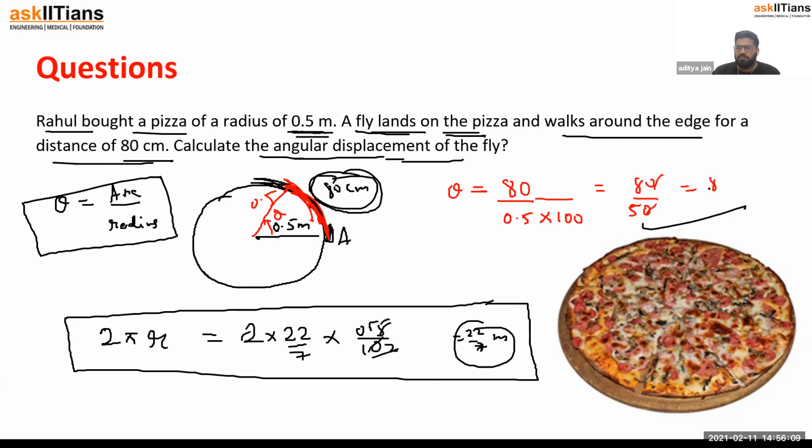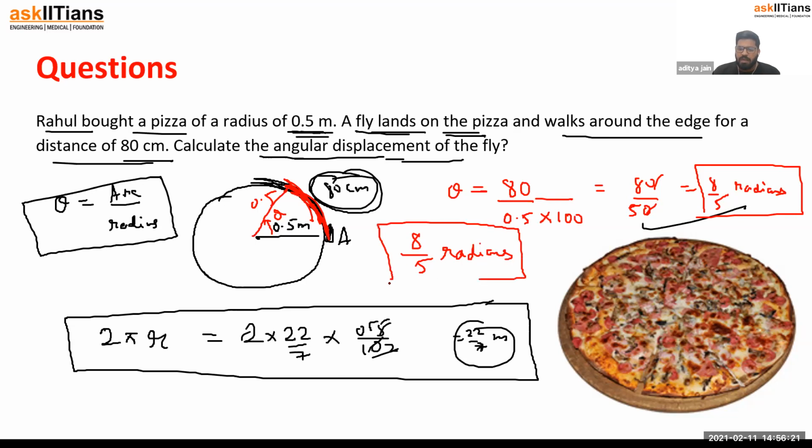So it will be 8 by 5, and theta is coming in radians. So the angular displacement of the fly will be 8 by 5 radians. This much angle the fly will cover when it is traveling a distance of 80 centimeter around the edge of the pizza. So this is how to calculate angular displacement, which is basically nothing but angular position or theta, represented in radians.